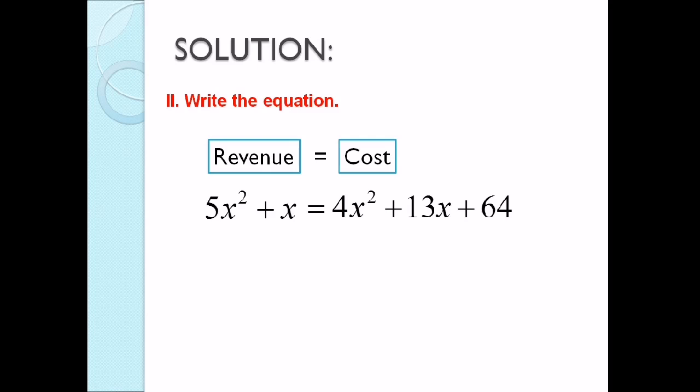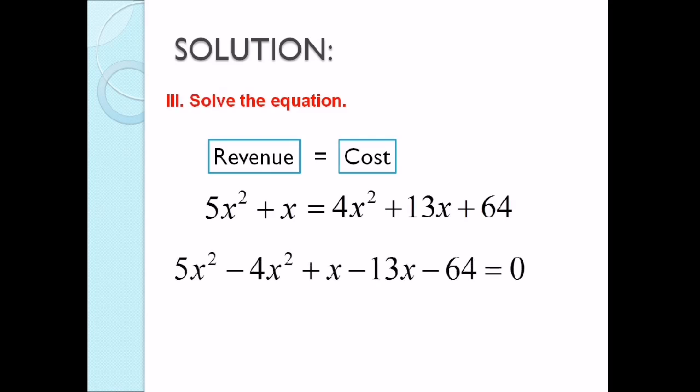So how are we going to solve the equation? We just combine. Nilipat natin lahat ng terms doon nasa right side sa left side by getting all the additive inverses of each term. So kaya naging negative 4x squared and then negative 13x and negative 64 must be equal to 0. Then kung mapapansin nyo, there are like terms.